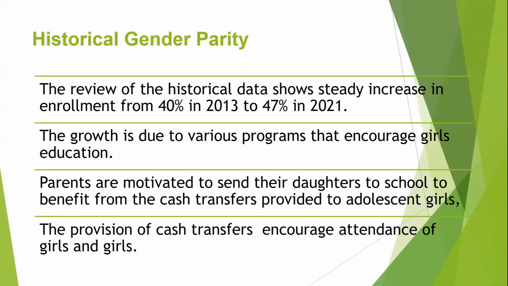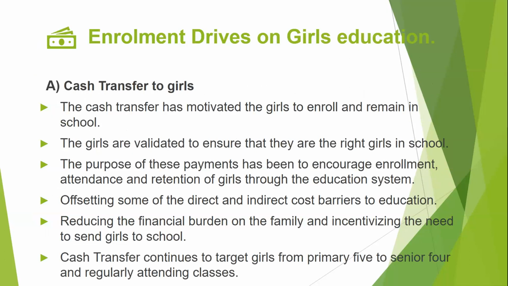On this slide here, the Ministry of Education is trying to give some historical background on gender parity in education, in that there is a slight increase between 2013 and 2021. She also highlighted that this growth is due to various programs that encourage girls' education, in that parents are motivated to send their daughters to school to benefit from the cash transfers which are provided to the adolescent girls. I think Emmanuel has briefly highlighted this. The provision of cash transfers also encourages attendance of girls, and particularly the adolescent girls. We can go to the next slide here.